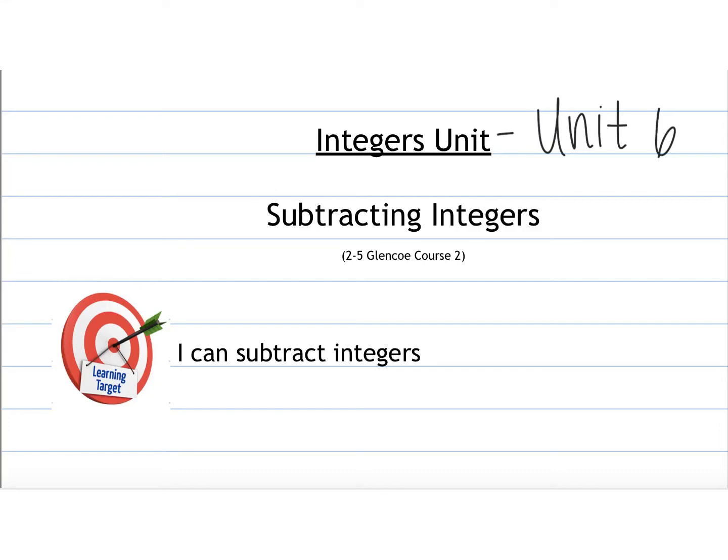Hello, sixth graders. We are continuing our Unit 6, our integers unit. Today we're going to learn about subtracting integers. Our learning target is I can subtract integers. On your notes, you should have the title, the unit, and the learning target written down. If you're using the note template, have that out ready to go.